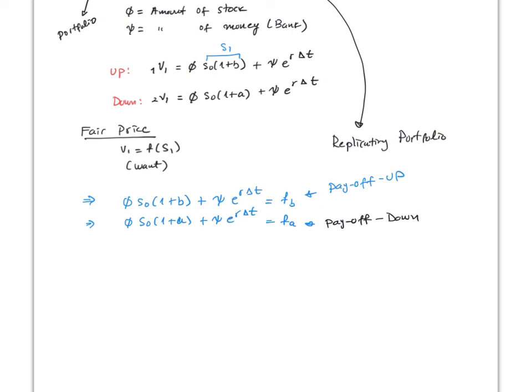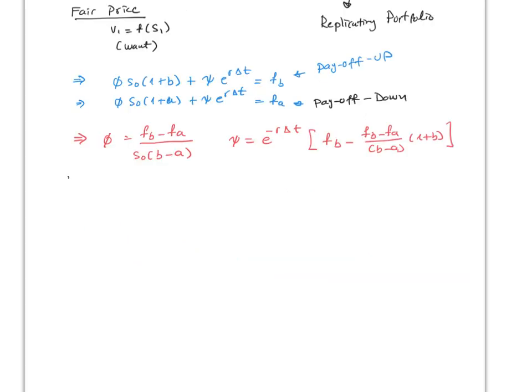All right, so therefore, if you do a little bit of algebra, you should check this by yourselves. So phi will be equal to F of b minus F of a, divided by S0 times b minus a. And psi will be equal to e to the minus r delta t times F of a times 1 plus b minus F of b times 1 plus a, divided by b minus a times 1 plus b. Okay, so you should just use a system of equations and you will end up with this formula. So we go back and continue the previous example.